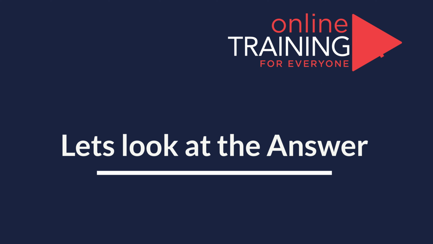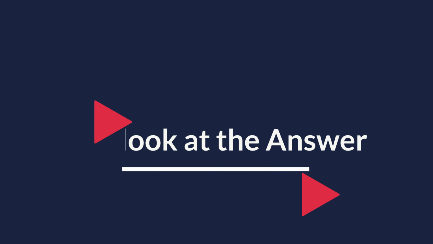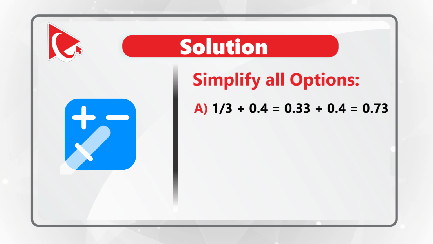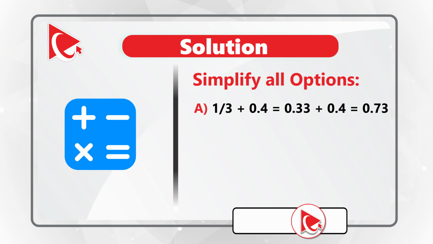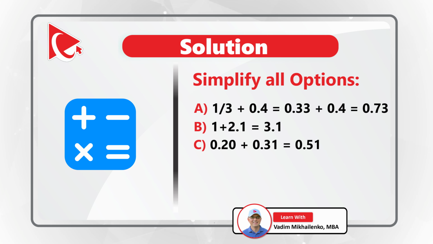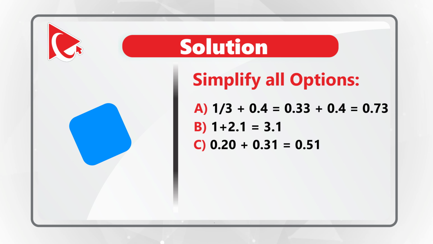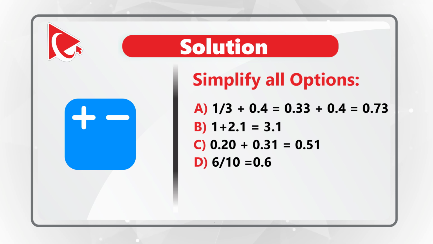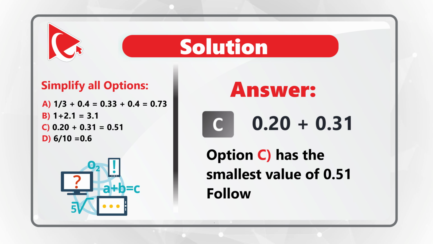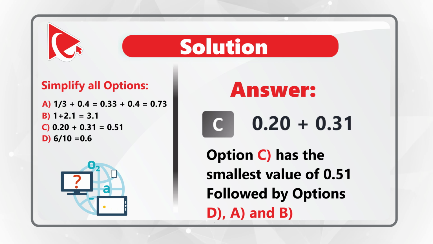The tricky part here is that the question is designed to make you do mental math. To get to the final answer, you need to simplify all the options. For example, option A, 1/3 plus 0.4 equals 0.33 plus 0.4, which is 0.73. Choice B, 1 plus 2.1 equals 3.1. Choice C, 0.20 plus 0.31 equals 0.51. And choice D, 6/10 equals 0.6. Which means, if you look at the answers, that option C has the smallest value of 0.51, followed by options D, A, and B. Was it challenging for you?